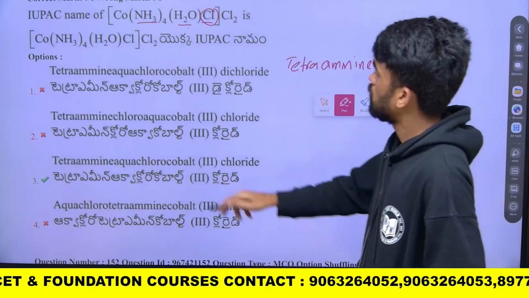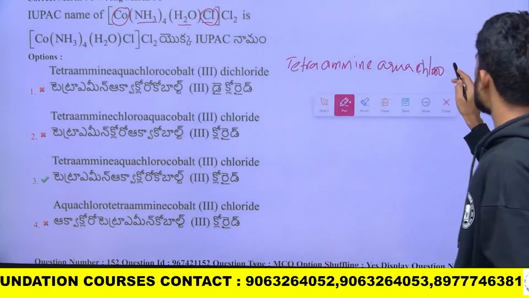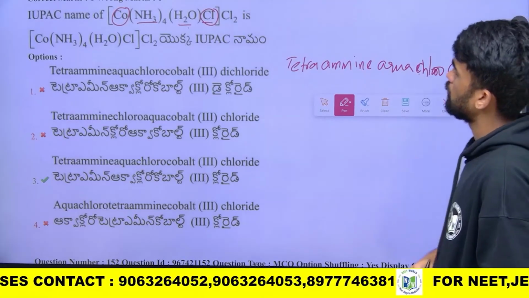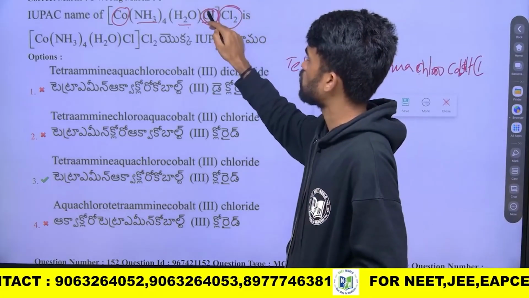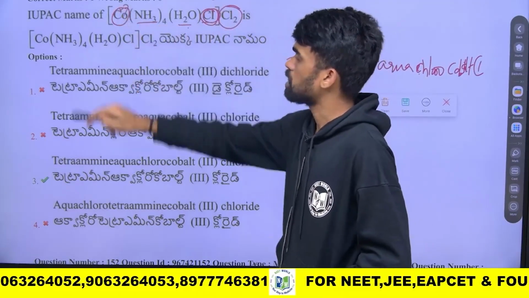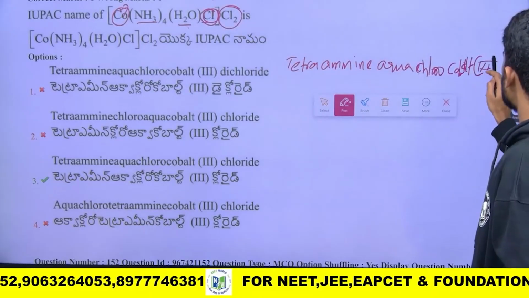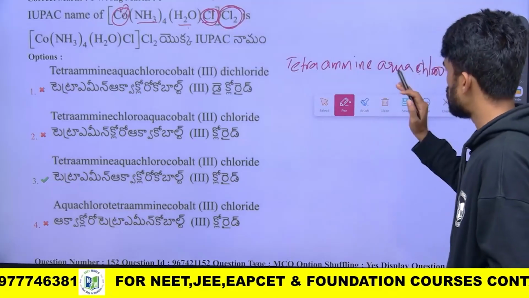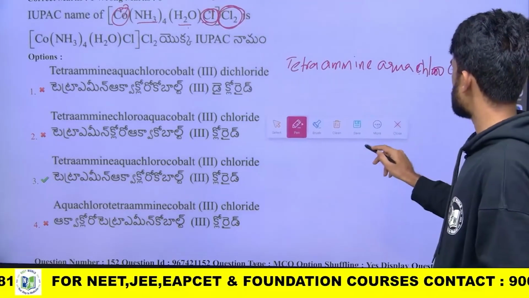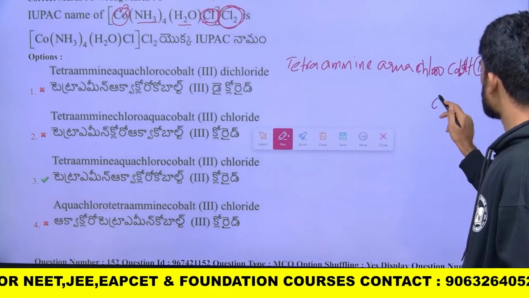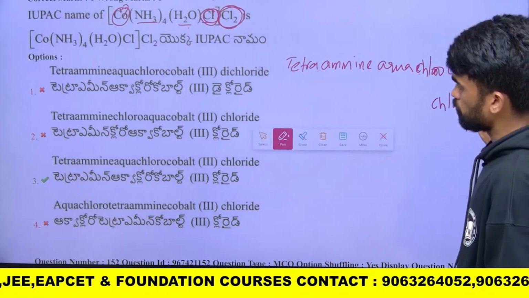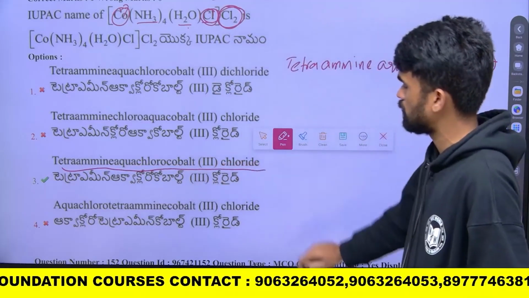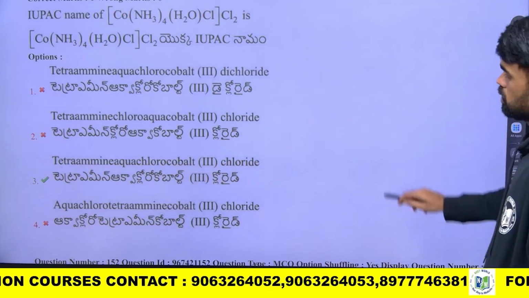Okay, next cobalt, the metal you should write cobalt. So what is its oxidation state? Right here, see 2 chlorines outside, inside 1 chlorine, so totally +3 will be the oxidation state. So cobalt 3, and outside the coordination sphere we have chloride, so leave a little space and write cobalt 3 chloride. Okay, this is the name. So tetraammineaquachlorocobalt(III) chloride, that's our answer. Okay, that's it.